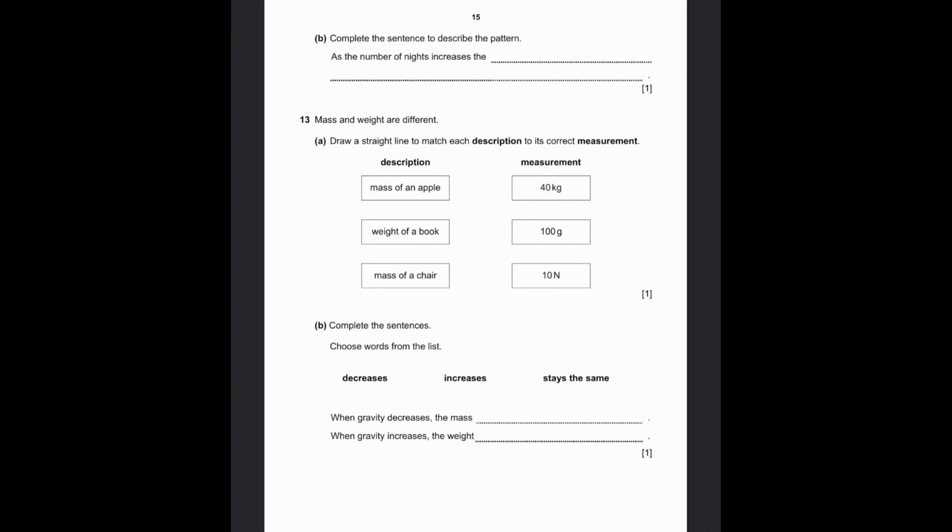Question part B. Complete the sentence to describe the pattern. As the number of nights increases, the percentage of the moon visible from Earth increases. How do we say this?